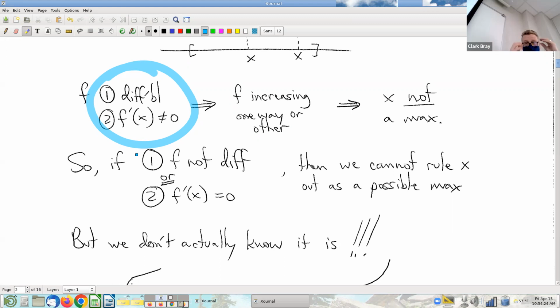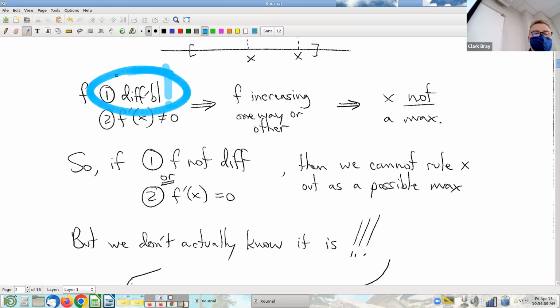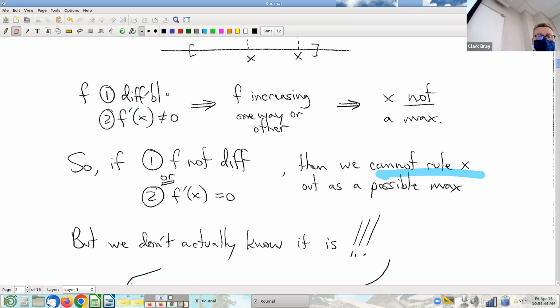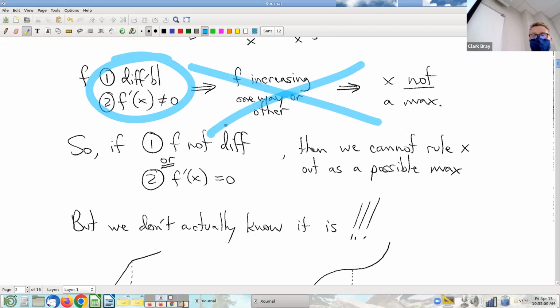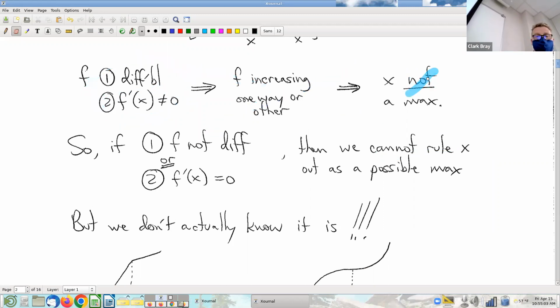So if you have a point that fails to satisfy this condition, all I know is I can't rule it out. I haven't got the slightest idea what's going on. If the point is a point where the function is not differentiable, no idea what's going on. Likewise, if the derivative is zero, who knows what's going on. So don't make the mistake of thinking that these points are maxima. Just because the argument fails, that doesn't mean that the conclusion fails as well. It just means we don't know anything.